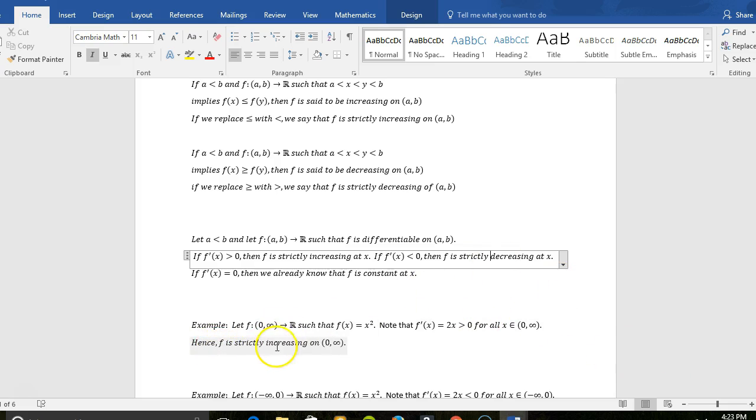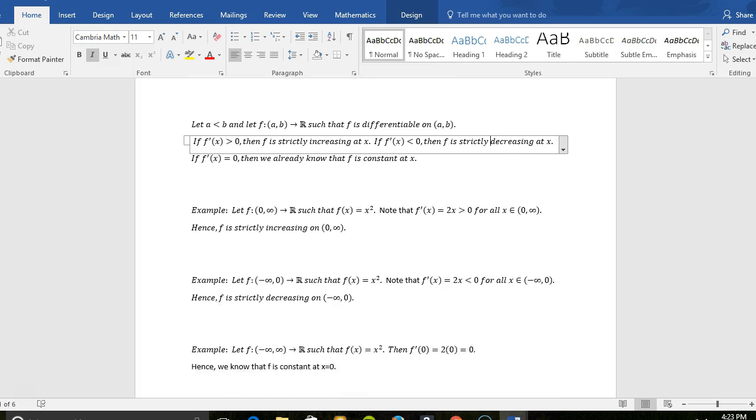So hence f is strictly, because without me saying this here, this down here wouldn't necessarily follow. So for this to follow, I need to let the cat out of the bag right here. Okay, so let me move on down the line.